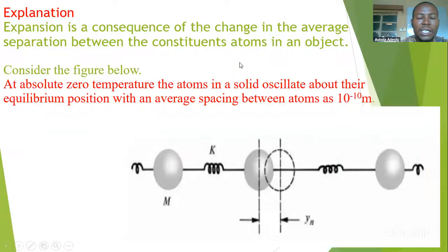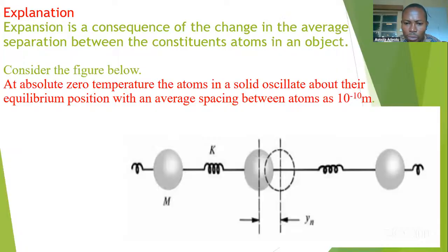So let's look at how we can explain this. Expansion is a consequence of the change in the average separation between the constituent atoms in an object. So we know that all objects are made up of atoms, and there's a separation between this atom and the next atom to it. But at absolute zero temperature, the atoms will oscillate between that position, which is about 10 to the power minus 10 meter. That's like 1 angstrom.